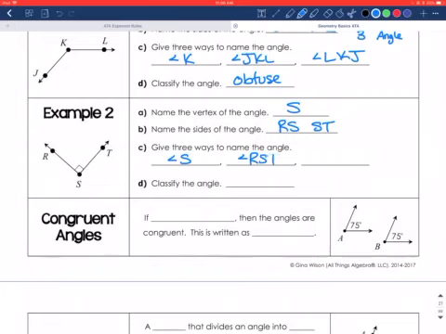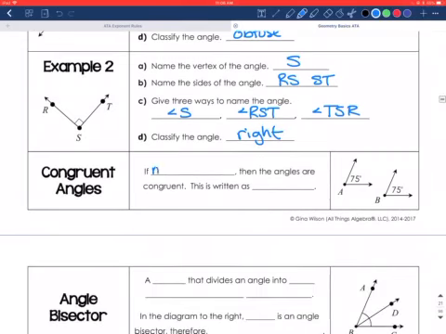You can call it angle S, angle RST or angle TSR, and this is a right angle. So, congruent angles: if the measure of angle A is equal to the measure of angle B, then these angles are congruent. This is written as angle A is congruent, an equal sign with a little squiggly line above it, to angle B.